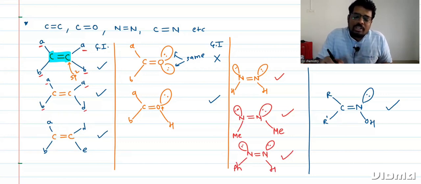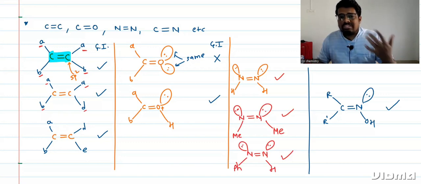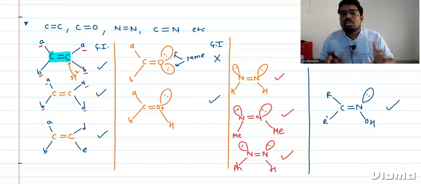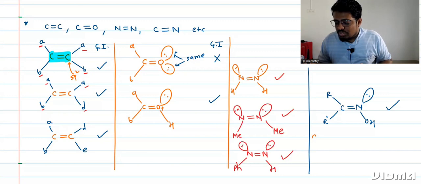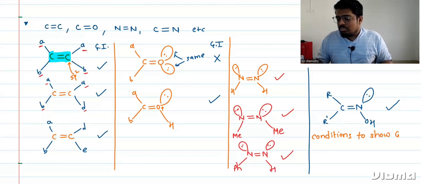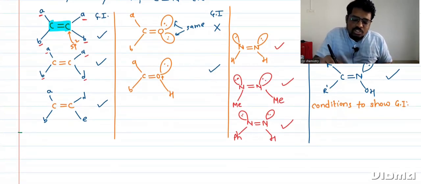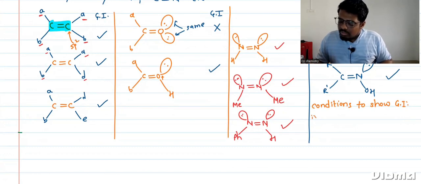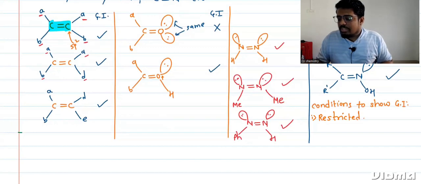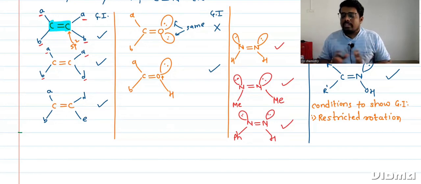So I'm writing the conditions. What is the first condition? We have to remember the three conditions which are necessary to show geometrical isomers. So first condition to show geometrical isomers is restricted rotation. Restricted rotation is an essential condition to show geometrical isomers.